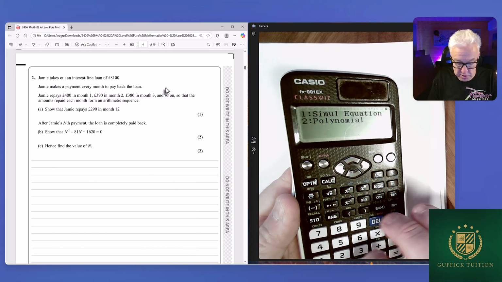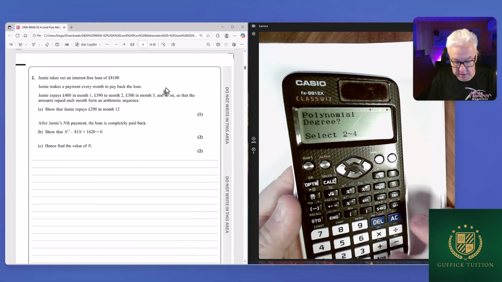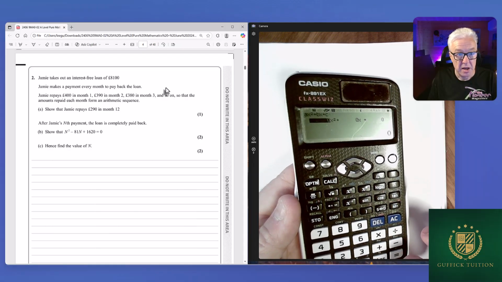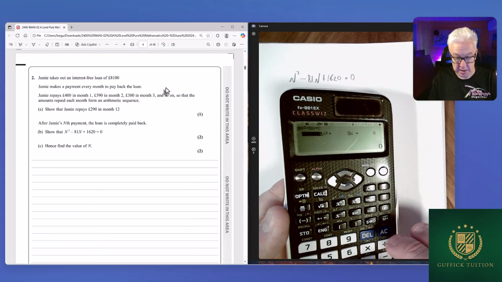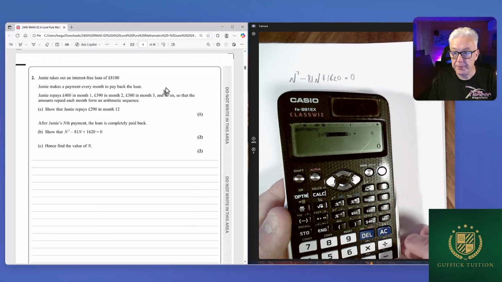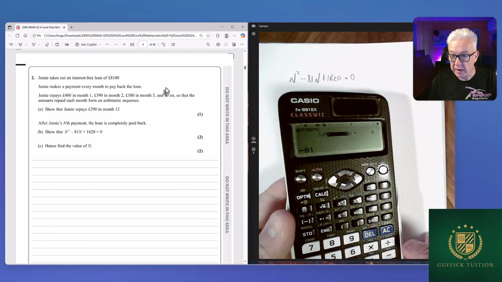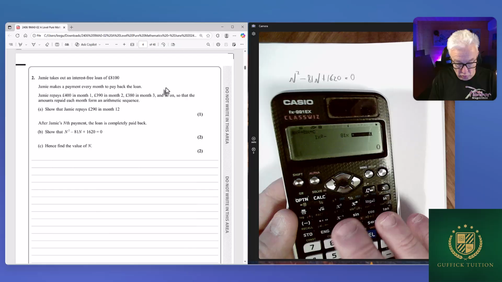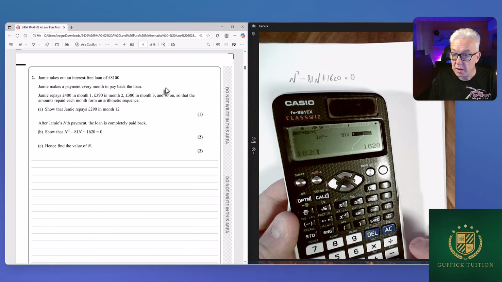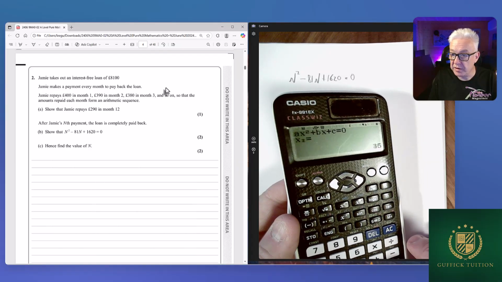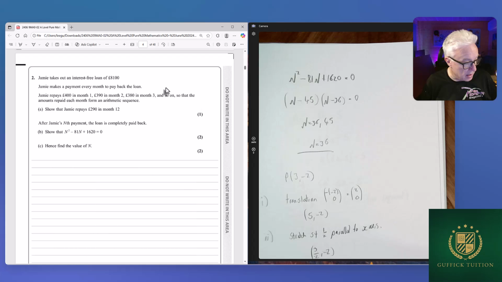So I'm going to go to 2 polynomial. It's degree 2, so it's a quadratic. And I'm just going to put that quadratic in there. So we've got 1 n squared. Then we have minus 81. And then we have press equals, and then we have plus 1620, and then you can see that you get 45 and 36 as your two solutions from which you can reverse engineer the brackets.